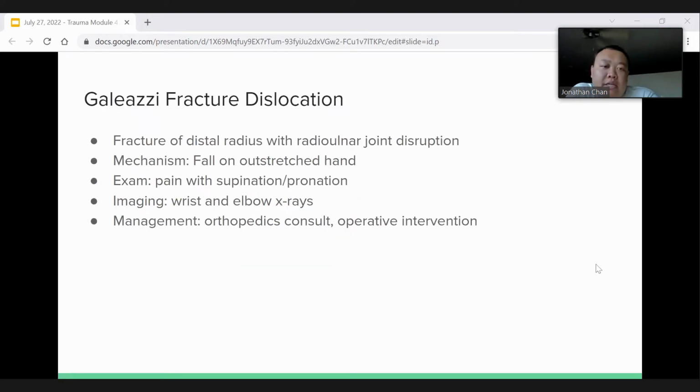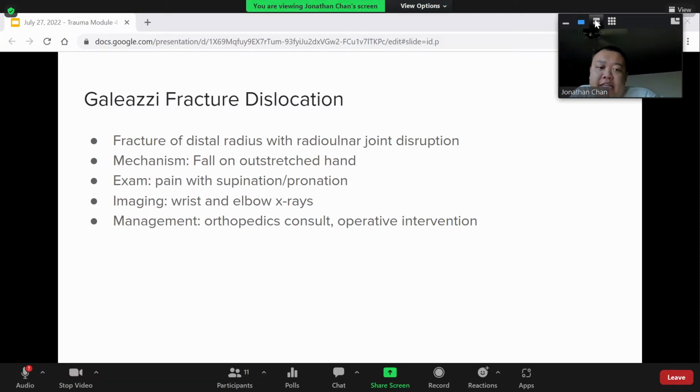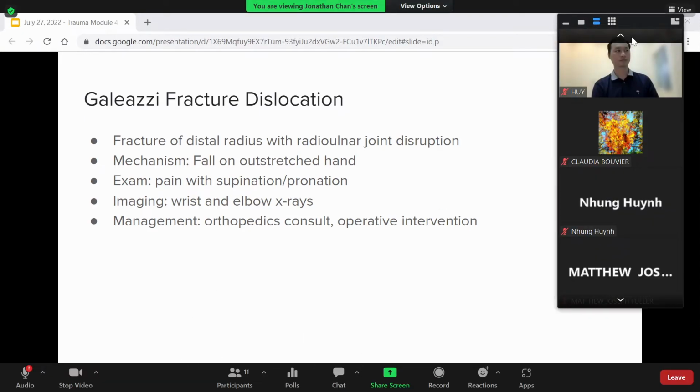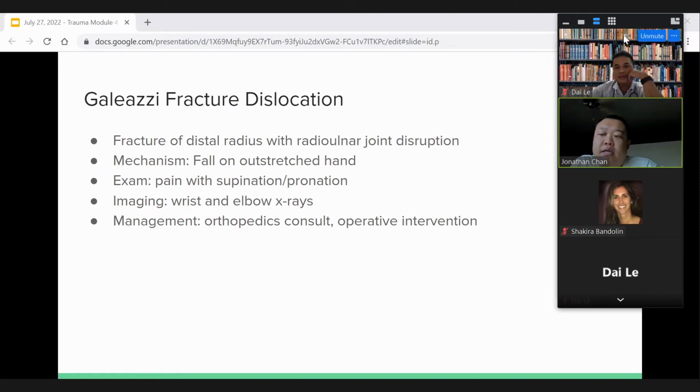The first one is a Galeazzi fracture. So this is when you have a fracture of the distal radius with a radial ulnar joint disruption. What happens is this is a fall on an outstretched hand. And you want to make sure you get imaging of the wrist and the elbow, because we're going to talk about the Monteggia fracture next, but you want to get the wrist and elbow x-rays. And this patient will require an orthopedics consult and likely operative intervention.